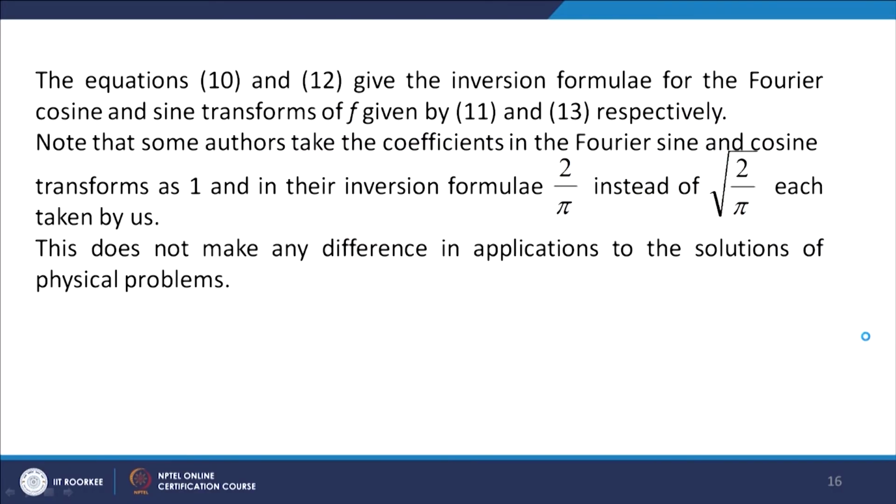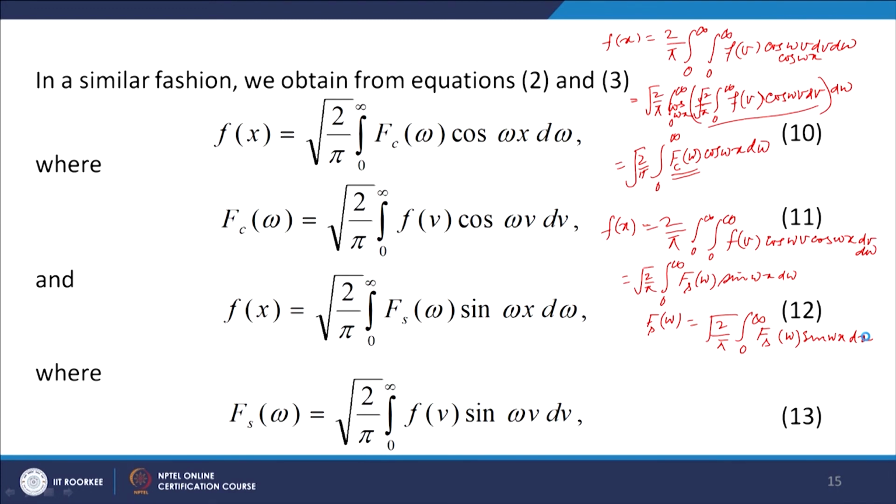Now, these equations give the inversion formulae for the Fourier cosine and Fourier sine transforms of f. As I said, in the case of Fourier transforms, here also some authors take 1 here and 2 over pi there. I have split 2 over pi into two parts, root 2 over pi and root 2 over pi, but there is no ambiguity if you take 1 here and 2 over pi there.